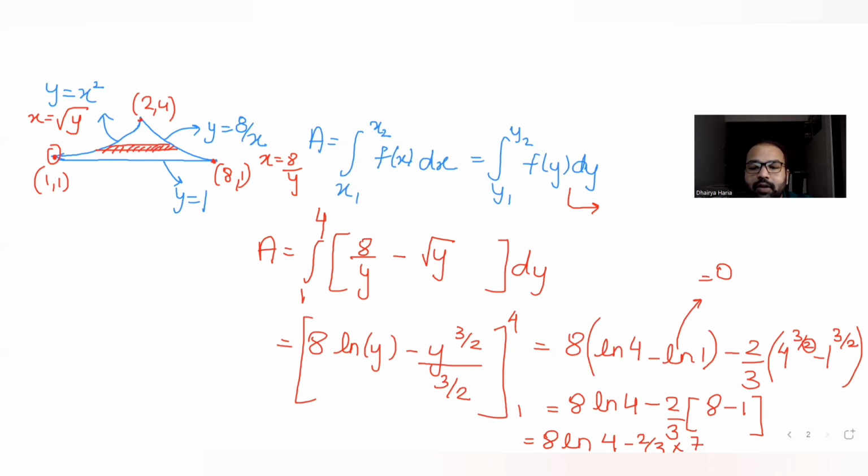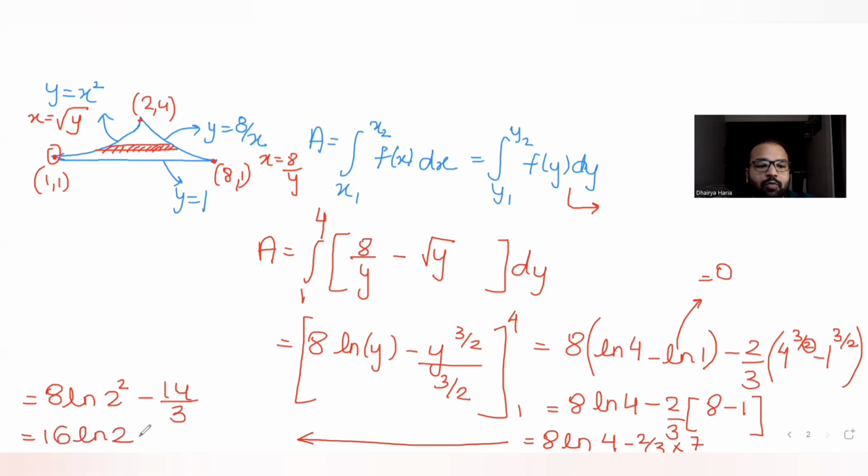So 8 minus 1 is 7, it makes it 8 log of 4 minus 2 by 3 into 7. So if I solve this further here only, it tells me 8 log of 2 square minus 14 by 3, or it makes it 16 log of 2 minus 14. So this is the answer by taking the horizontal strip.